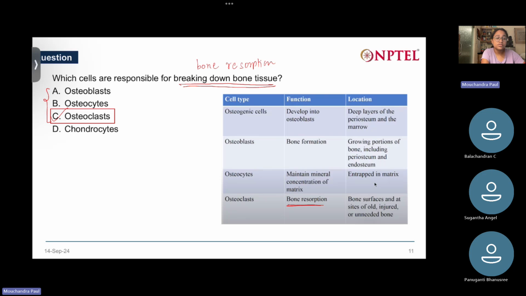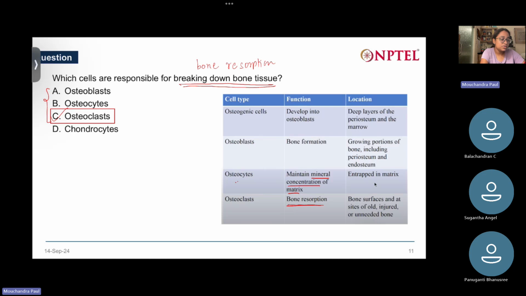Then there are the osteocytes, which reside in the osteon, in the lacuna region of the osteon. They are responsible for maintaining the mineral concentration of the matrix. So what is the mineral content? It is the concentration of the hydroxyapatite or the calcium phosphates, right? So this inorganic content, the content of hydroxyapatite, is maintained by these cells, osteocytes. Okay, and you know the location of the osteocytes as well.